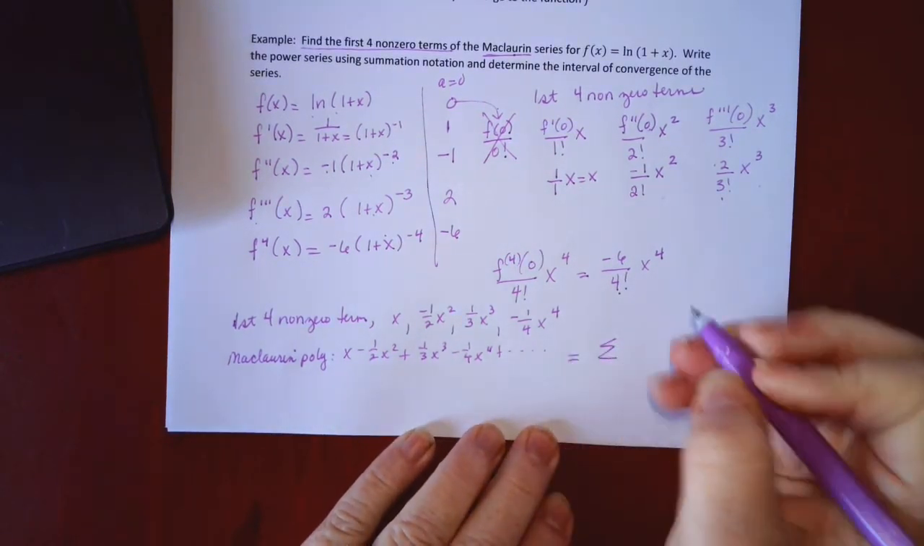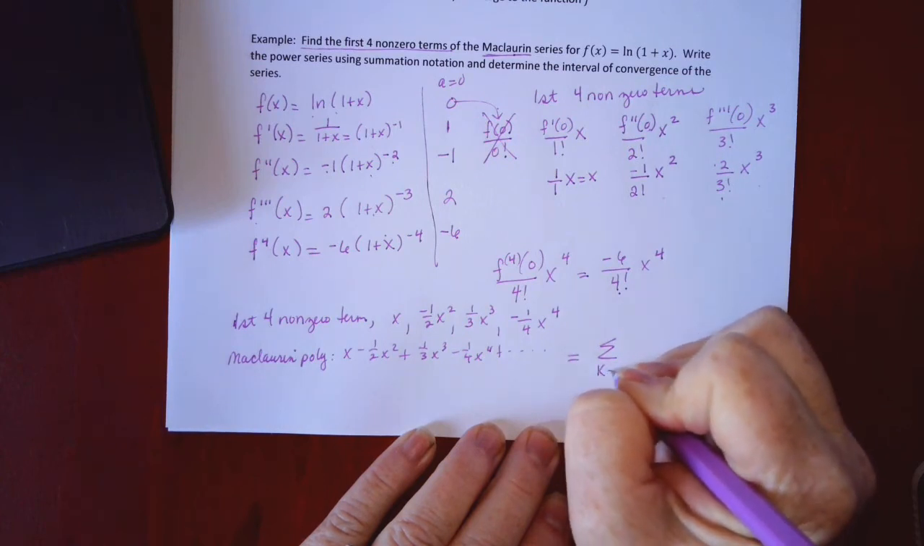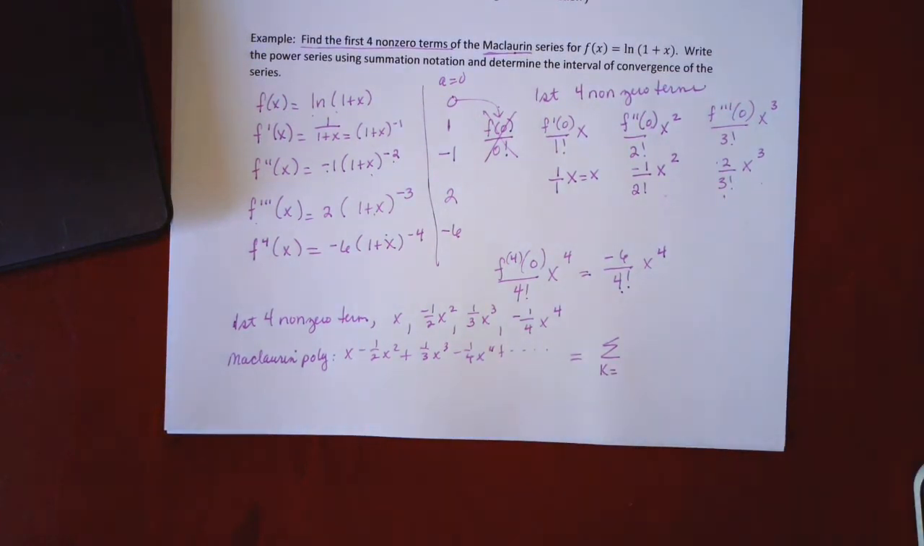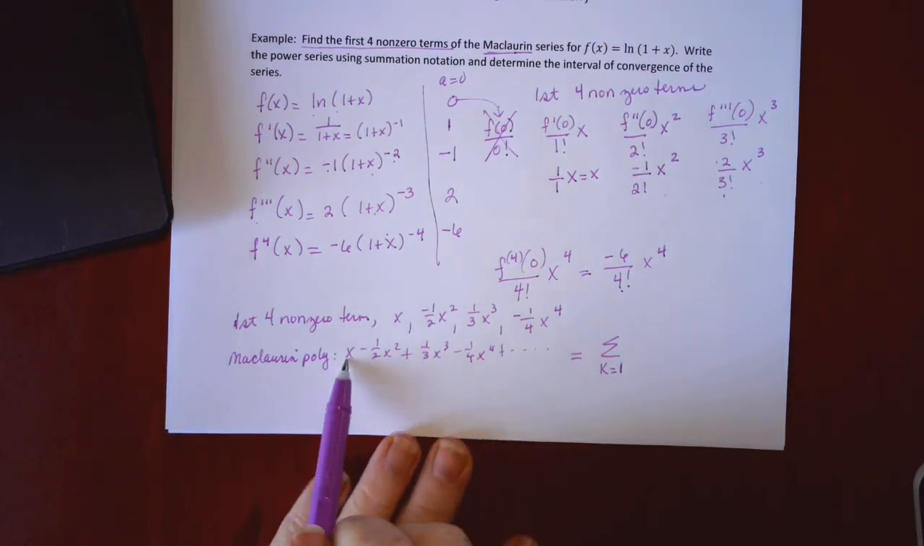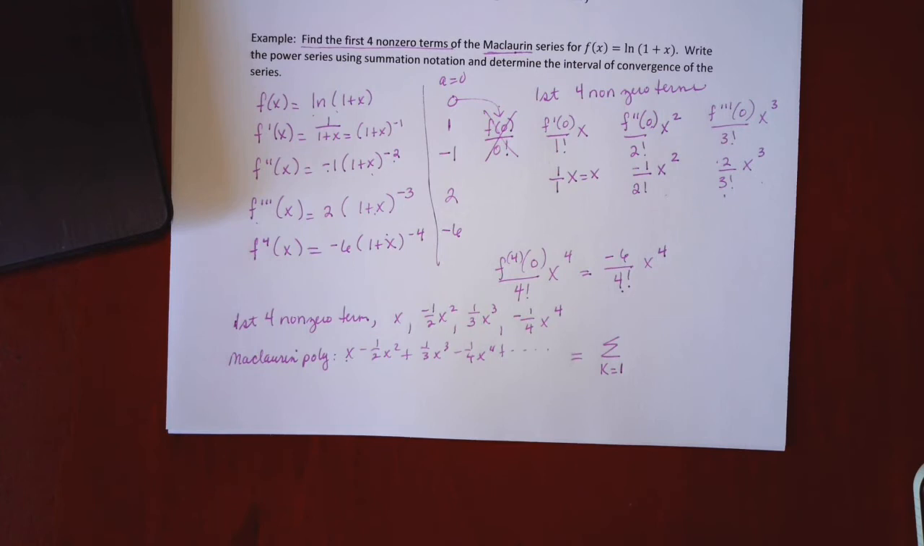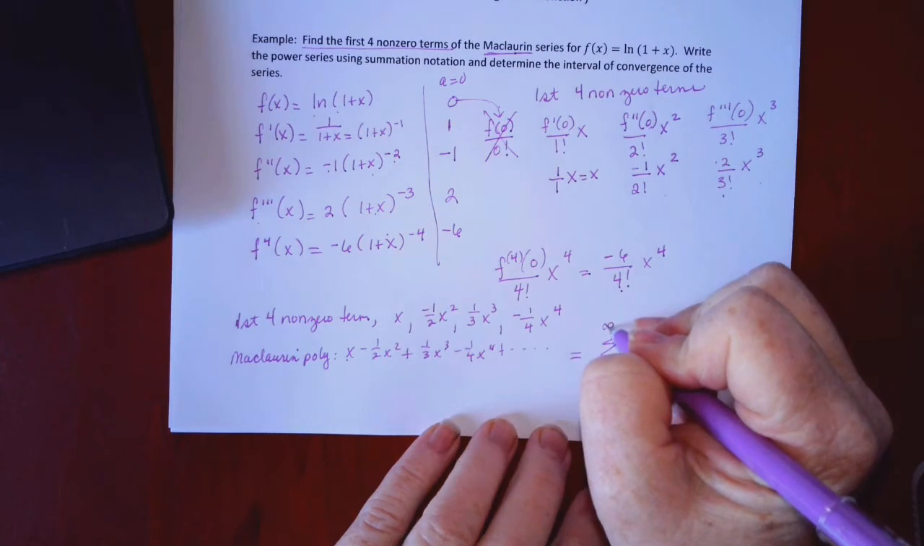So I'll take the summation from k equals, now it just depends, we can start this at 0 or we can start it at 1. It's going to depend on what you want to do. Sometimes they'll specify where they want you to start it, sometimes they won't, but for the most part they usually start them at 0 or 1. I'm going to start this one at 1 to go along with the fact that I have x to the first as my first term. So I'm going to go from 1 to infinity.